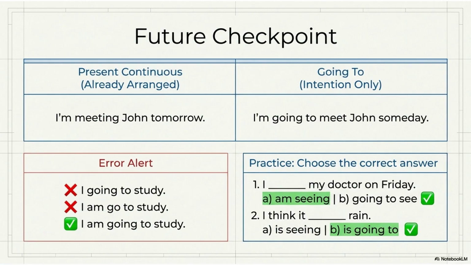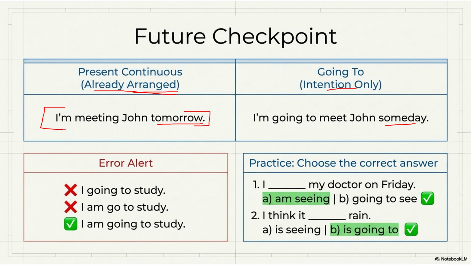It's about the intention. So present continuous, something that is already arranged. I'm meeting John tomorrow. Going to is only the intention. I'm going to meet John someday. He doesn't know which day he's going to meet John. Someday could be any day, in a week, in a month, in a year, in 10 years. But tomorrow is pretty specific. It's tomorrow, right? So this means in this structure that this action is arranged. It is fixed.